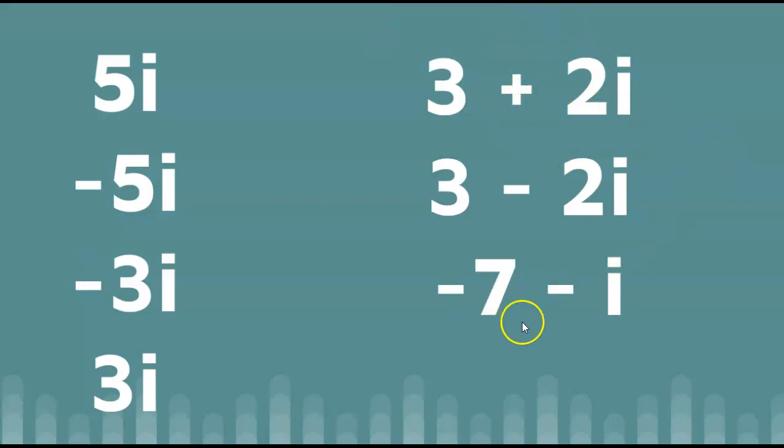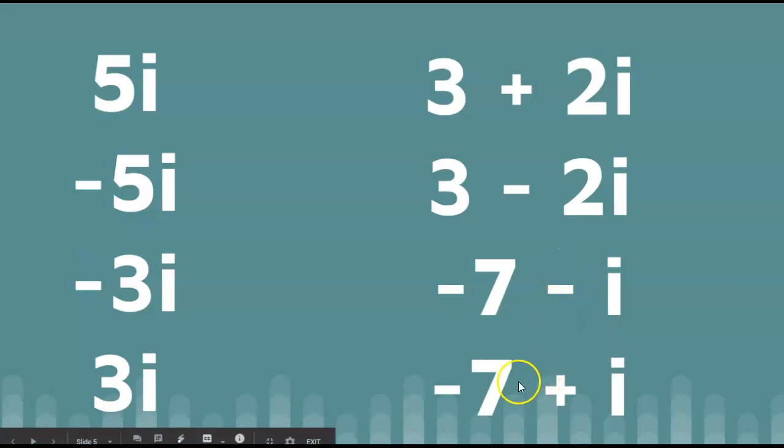If I have negative 7 minus i, again, remind yourself, where's the plus minus? The plus minus is in front of the imaginary part. So that means that its conjugate would be negative 7 plus i. And so there's the plus minus. The negative 7 was still negative 7. The plus minus went over here.